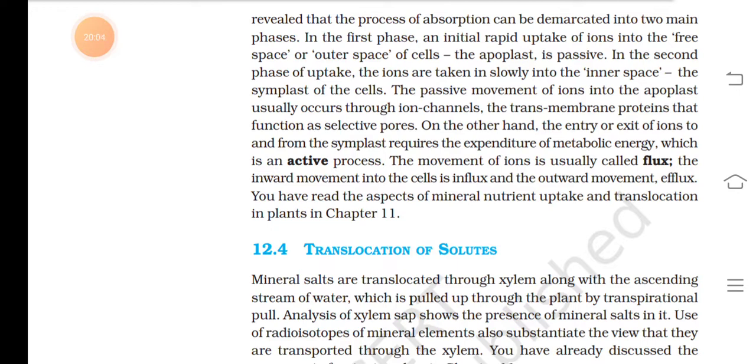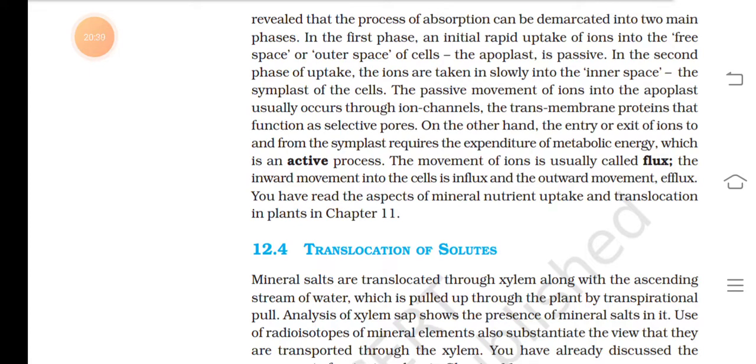On the other hand, the entry or exit of ions to and from the symplast requires the expenditure of metabolic energy, which is an active process. The movement of ions is usually called flux. The inward movement into the cell is influx and the outward movement is called efflux.